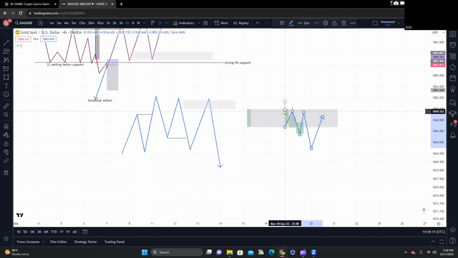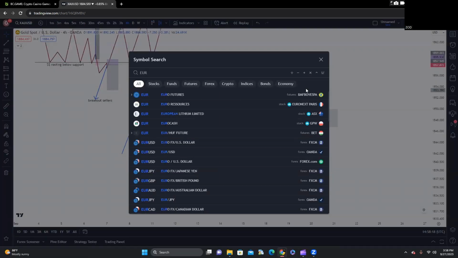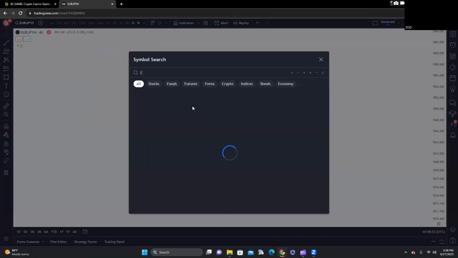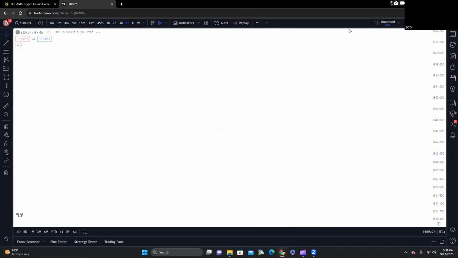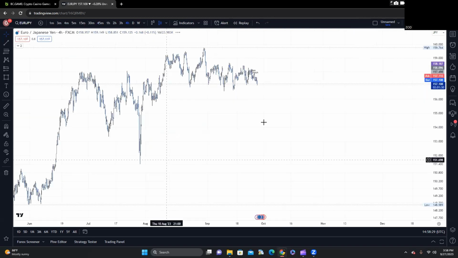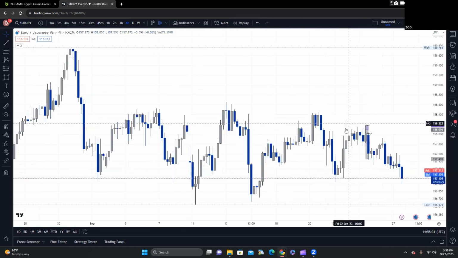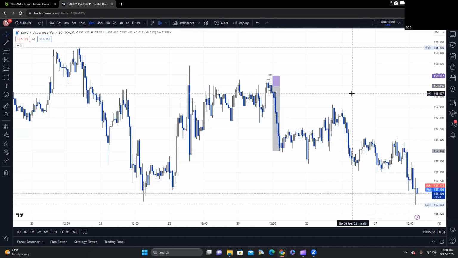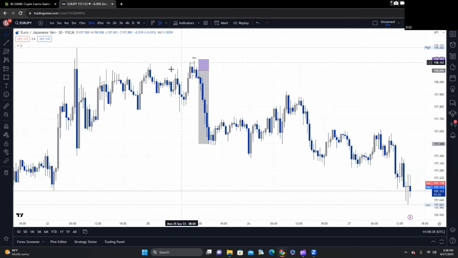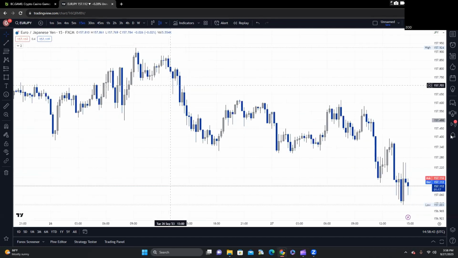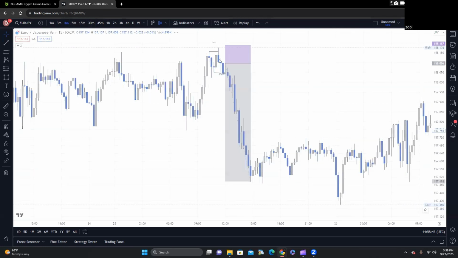Okay, so I think there was a pair, EURJPY. I think that was the pair. Okay, did I take a trade here? Yeah, I think I can see a trade here. So I've been on a 50-minute time frame. Okay, maybe 3 minutes.